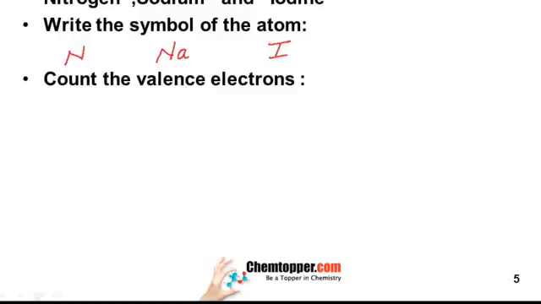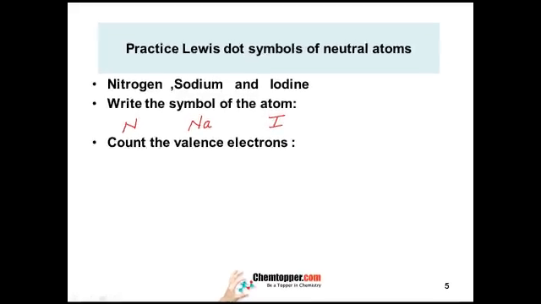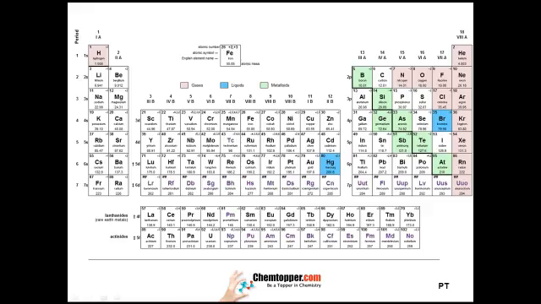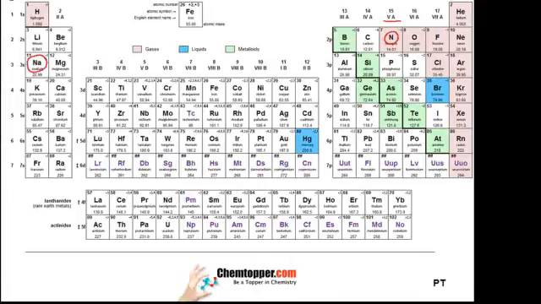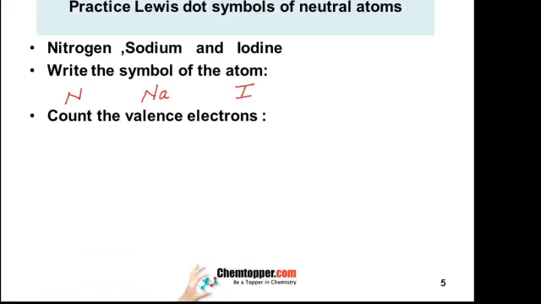Next step is to count the valence electrons. In this, we can take help of the periodic table. Nitrogen is with 5 valence electrons. Sodium is with 1 valence electron. It is in the first group. Iodine is in the 7th group, so 7 valence electrons. So the valence electrons can be determined with the help of the periodic table. Nitrogen, 5 valence electrons. Sodium, 1 valence electron, and iodine, 7 valence electrons.